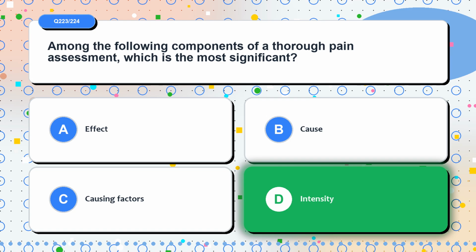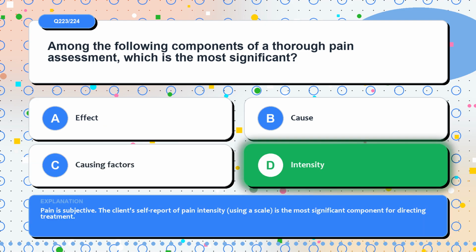The correct answer is option D. Intensity. Pain is subjective. The client's self-report of pain intensity using a scale is the most significant component for directing treatment.